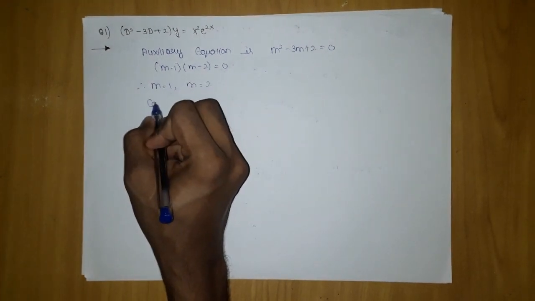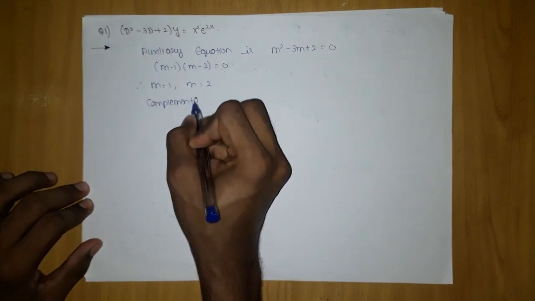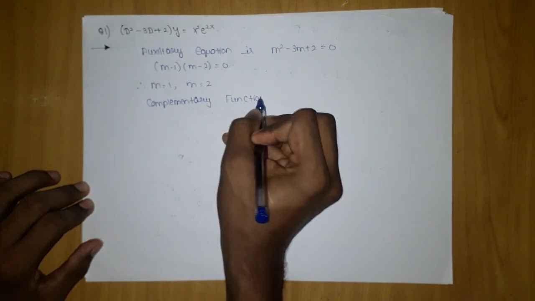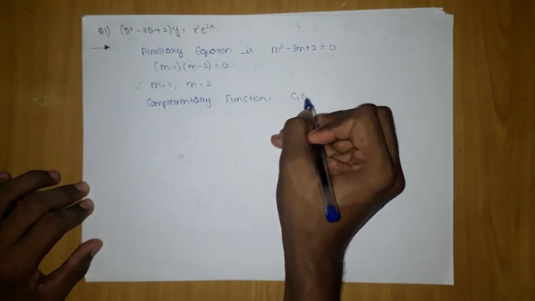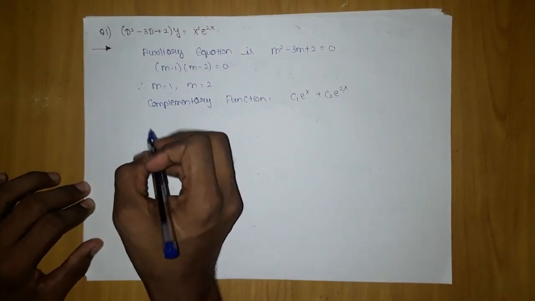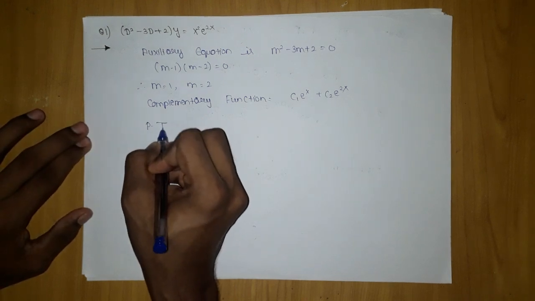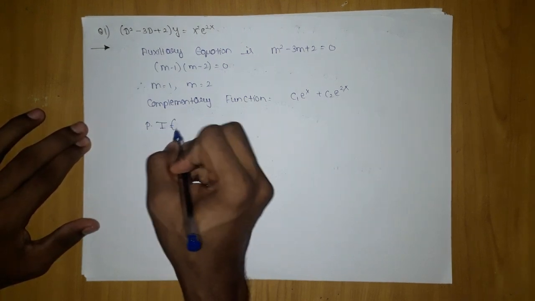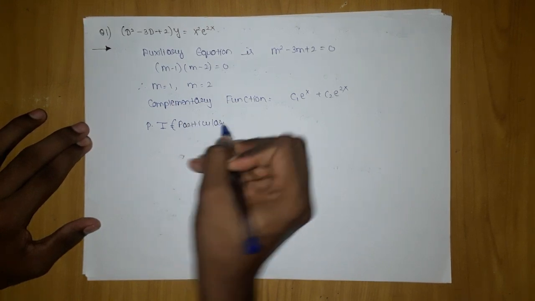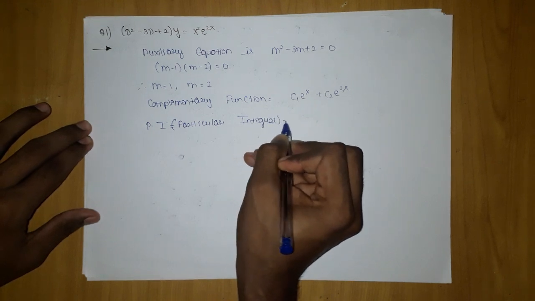So complementary function is given by, complementary function will be what? C1 e^x plus C2 e^(2x), right? Now what we are going to do is, we are going to focus on getting the particular integral. Particular integral will be nothing but, this is what P.I., particular integral, okay.